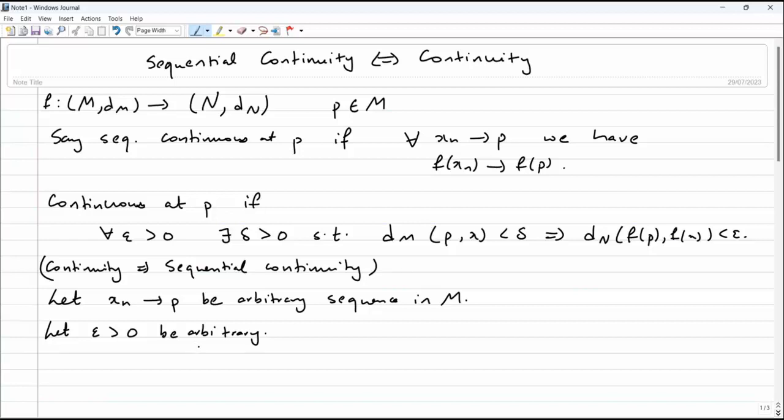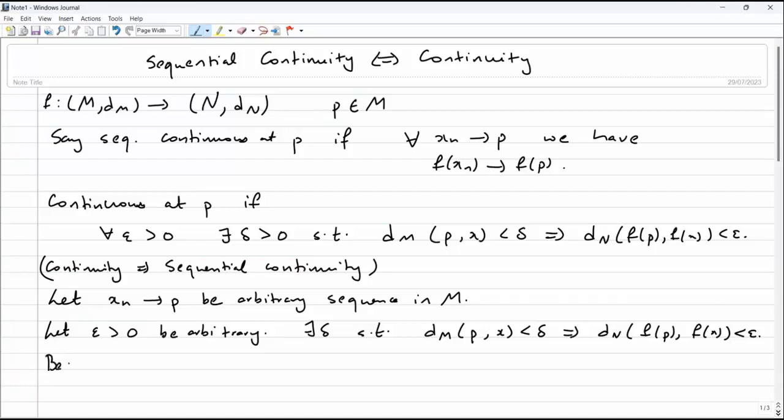So first of all, we use the fact that our function is continuous at p. So that means there exists delta such that whenever we have any point x in M that is delta close to p, then we are epsilon close to f of p, the distance between f of p and f of x is less than epsilon. So we just have to go far enough down so that all the points in our sequence are delta close to p, then the thing on the right would automatically be satisfied.